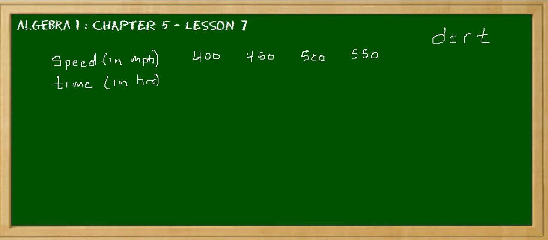Okay, class, we're in chapter 5, lesson 7. We're working on problem number 6, and we're given here a different type of problem. Chicago and London are 3,960 miles apart. Okay, and we're given a table here.